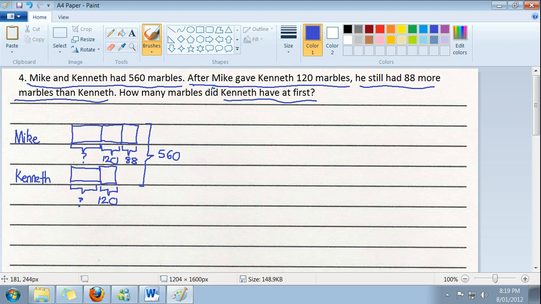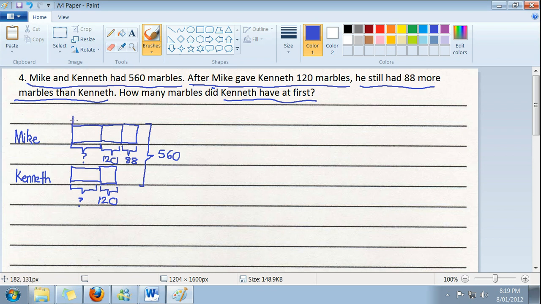So here is what we know. We know that Mike gave 120 marbles to Kenneth. So Kenneth has 120 extra, okay, plus this one. But we know from the problem that he still had 88 more marbles than Kenneth. So Mike has 120 marbles here. But because the problem tells us he has 88 more, then I drew an extra bar here and wrote 88. Okay?